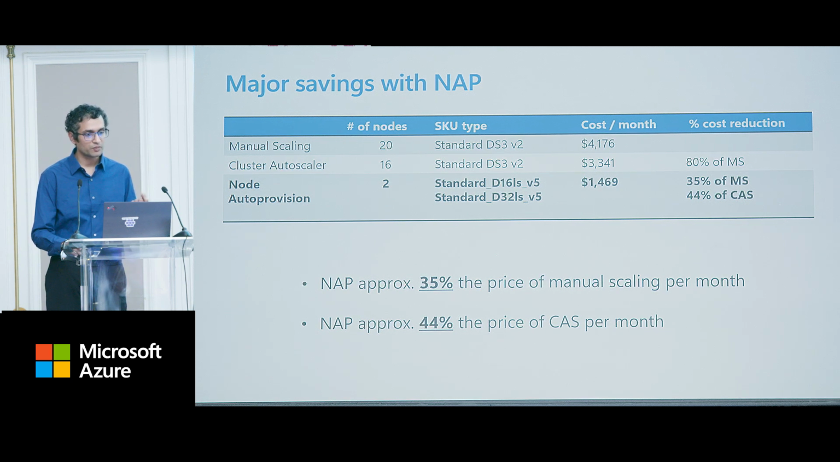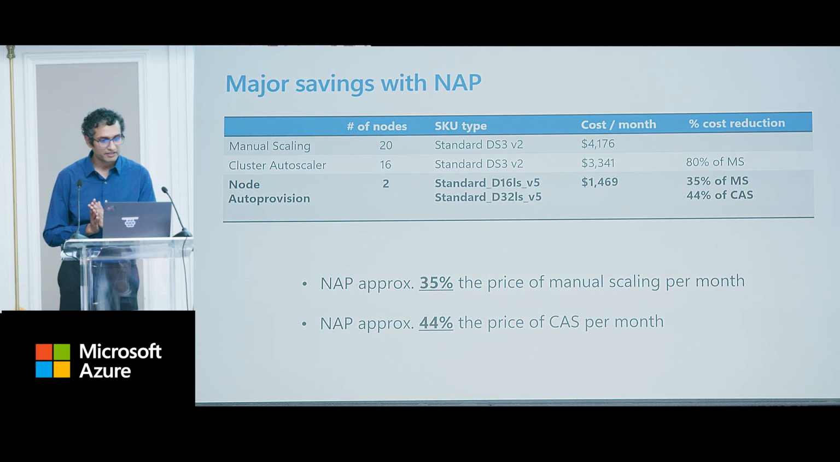We went with one of the commonly used SKU types, DS3 v2, which has about, I think, 4 vCPUs and 14 gig memory. So from an operator persona, if we went with 20 nodes of this particular SKU size, it was costing X amount over month. So this was the amount over month.